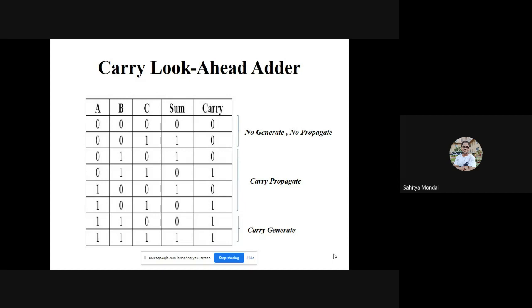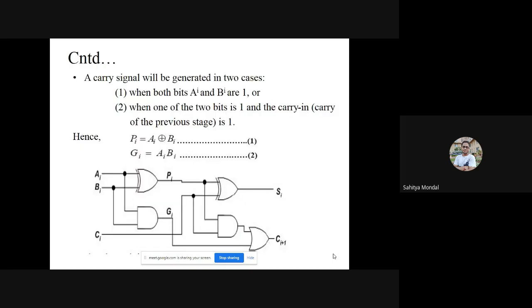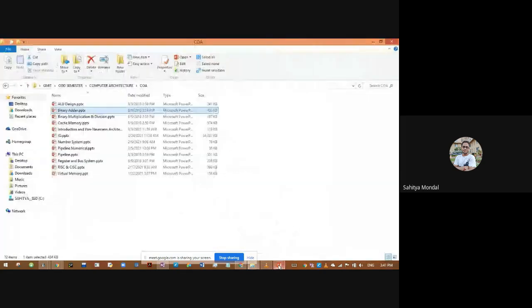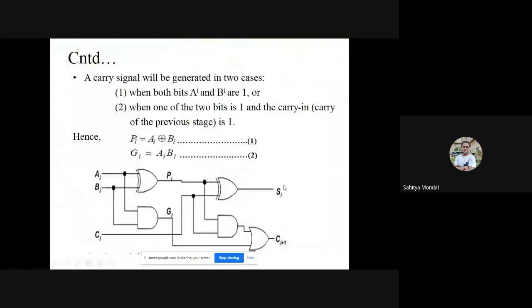Okay, with respect to these three ideas, we are looking forward to building the circuit of the CLA. First, the components are P and G: two components, P for propagating and G for generating. This is nothing but the expression of the half adder. So Pi equals Ai XOR Bi and Gi equals Ai AND Bi.